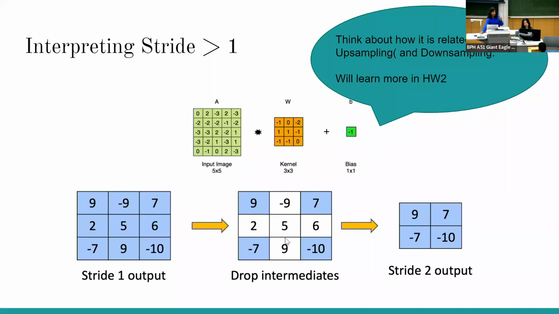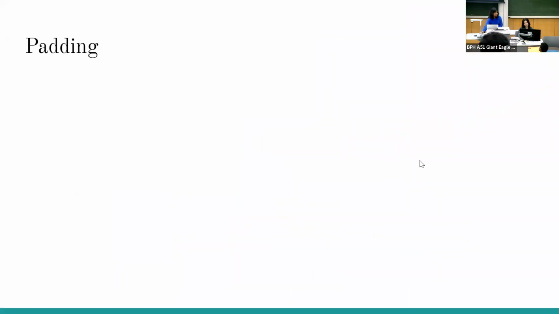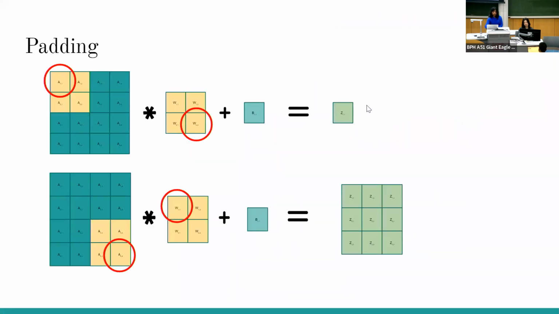And how do you drop the intermediates, or how can stride less than 1 and greater than 1 achieve both upsampling and downsampling? Think about it, you'll have to think about it in homework part 1. Okay, next is padding. Sorry, before that, any questions on stride? Cool. Next, padding.